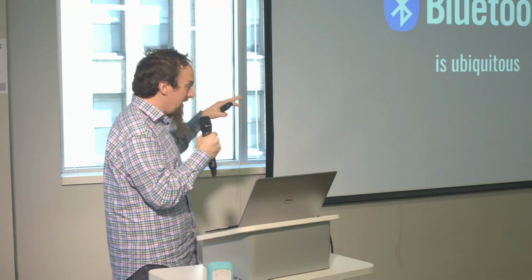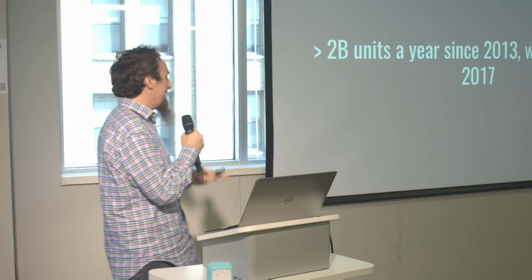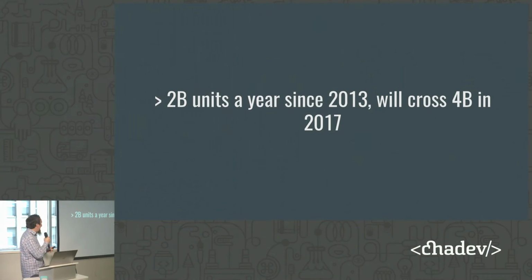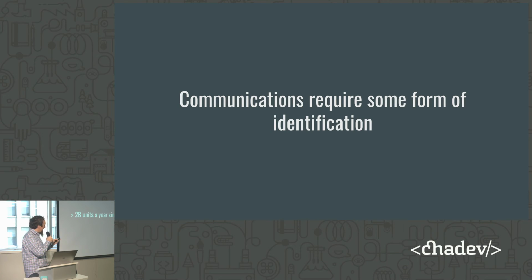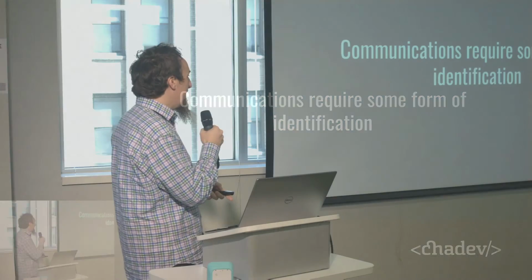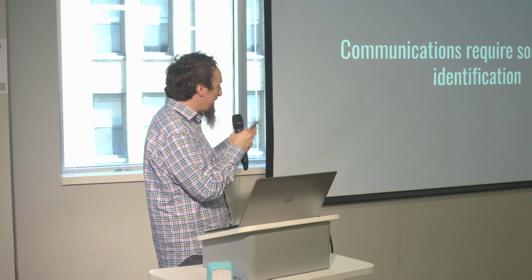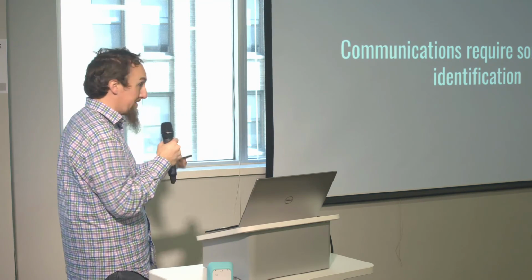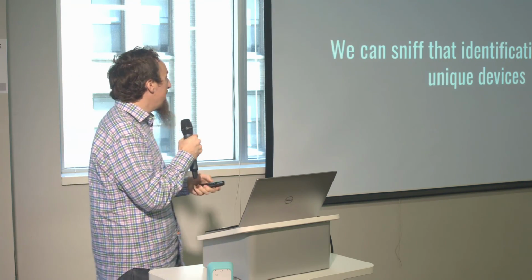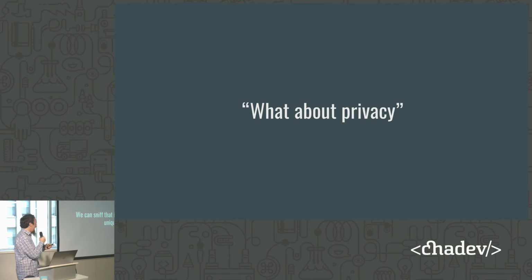So Bluetooth is ubiquitous. I did a little bit of research last night, and literally they ship 4 billion devices enabled with Bluetooth every year. That's incredible. So they're everywhere. A lot of them are just on and broadcasting their MACs around, and you can just sniff them. Communications of any kind require some way of identifying themselves, and we can sniff that identification to detect unique devices.